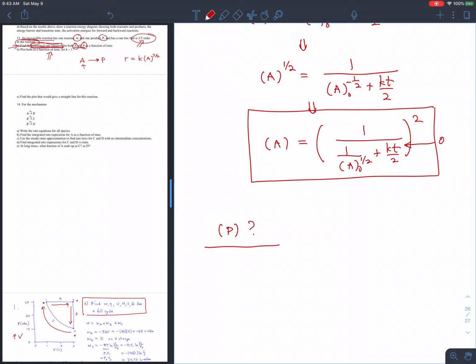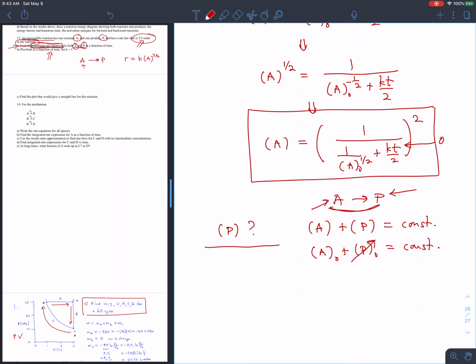And to get that, we're going to use the fact that the concentration of A plus the concentration of P has to be a constant, right? Since it's A goes to P, we can't lose anything net, right? Whatever gets destroyed on the A side has to show up on the P side, so the total of both of those has to stay constant with time. At time 0, we have A0 plus P0 is equal to the same constant.